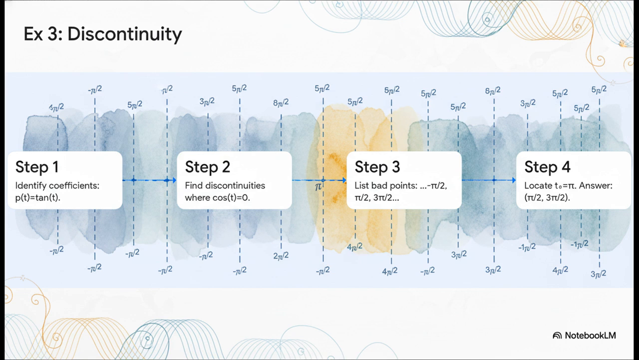Well, step 4, we locate our initial condition, t0 equals pi. We find pi on this number line, and we can see it's trapped in that interval right between pi over 2 and 3 pi over 2. That single point locks us into our one and only one correct window of validity.